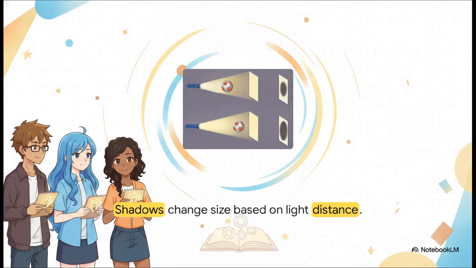And this perfectly illustrates a really common exam question. How does distance affect a shadow? Just look at the football and the torch. When you move the light source closer to the opaque object, the shadow on the screen gets significantly larger. If you move the light further away, the shadow shrinks. It's all about how much of that straight path of light is being blocked.